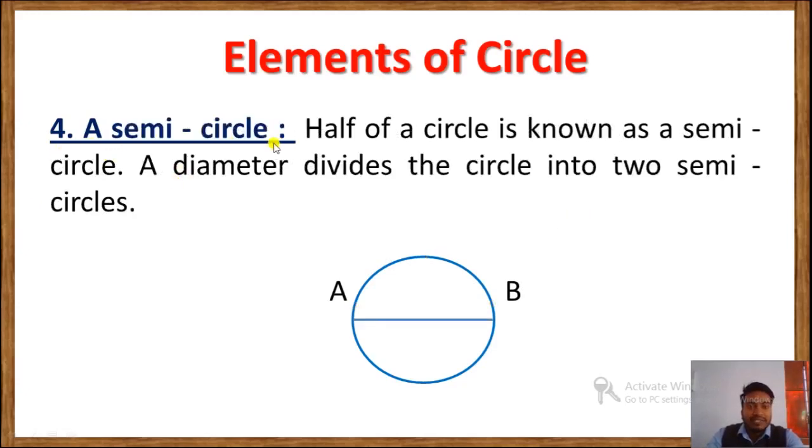Then a semicircle. Half of a circle is known as a semicircle. A diameter divides the circle into 2 semicircles. So here you can see the figure. This is the diameter, and it divides the circle into 2 parts. This is the first part, and this is the second part. So this is what? This is a semicircle, and this is also a semicircle.